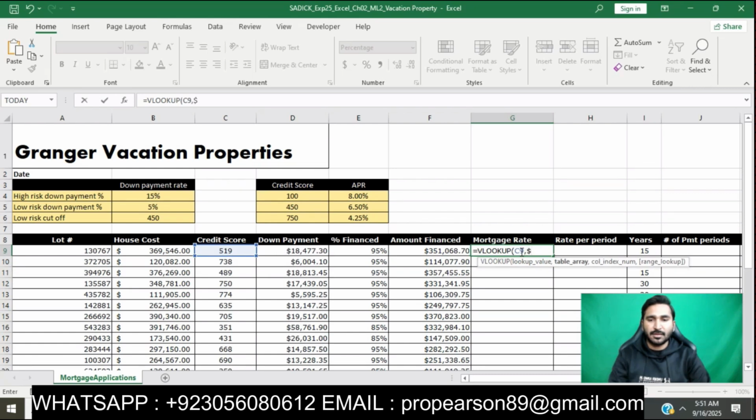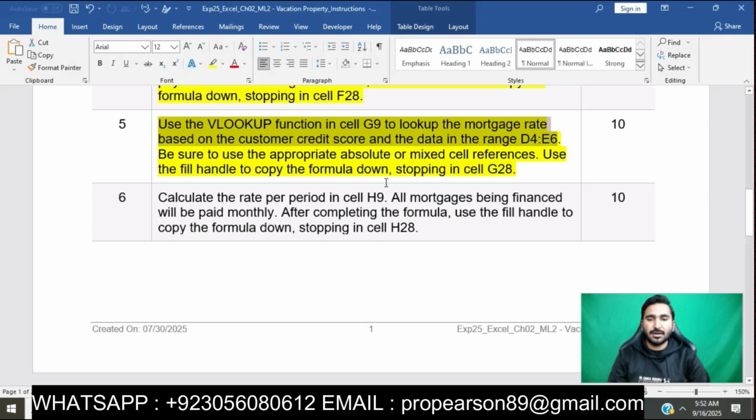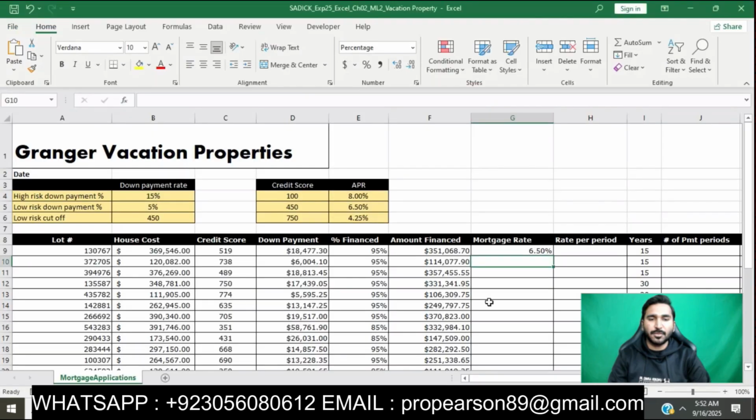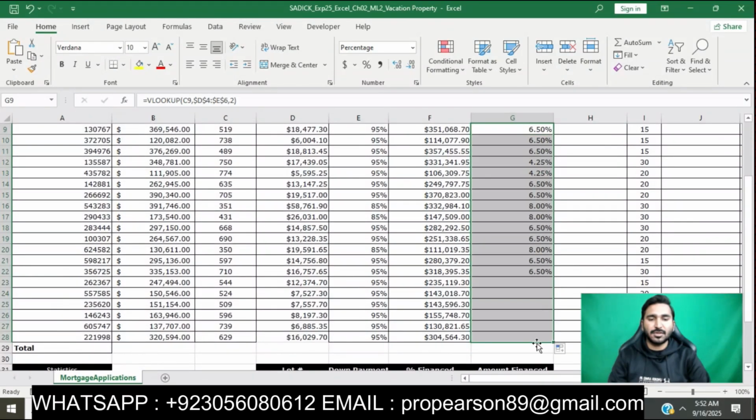C9 is the credit score, and then D4 is an absolute reference. D4 is the credit score range, D4 to E6. Then we will press enter and it will find the mortgage rate in cell G9. You can see I have found the mortgage rate. Now use the fill handle to copy the formula down, stopping in cell G28. Use fill without formatting. Okay.